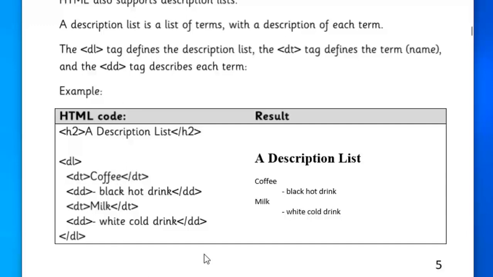That was it. I hope it was very simple. Grab a piece of paper and a pen or a pencil and write down the code for all three types of lists. Take a picture and send it to me.